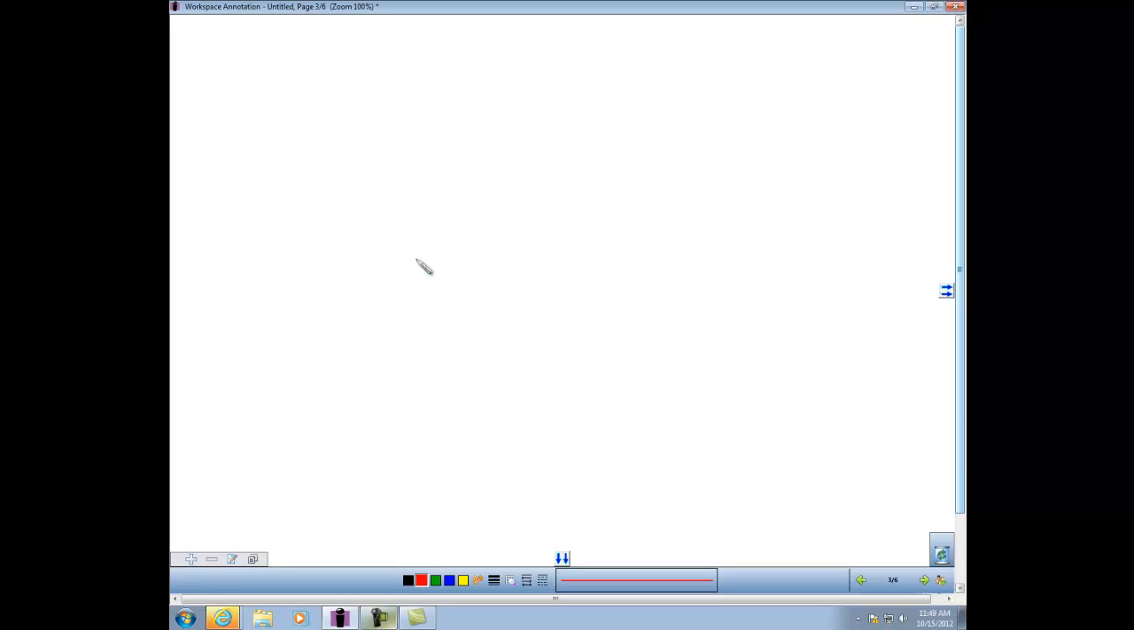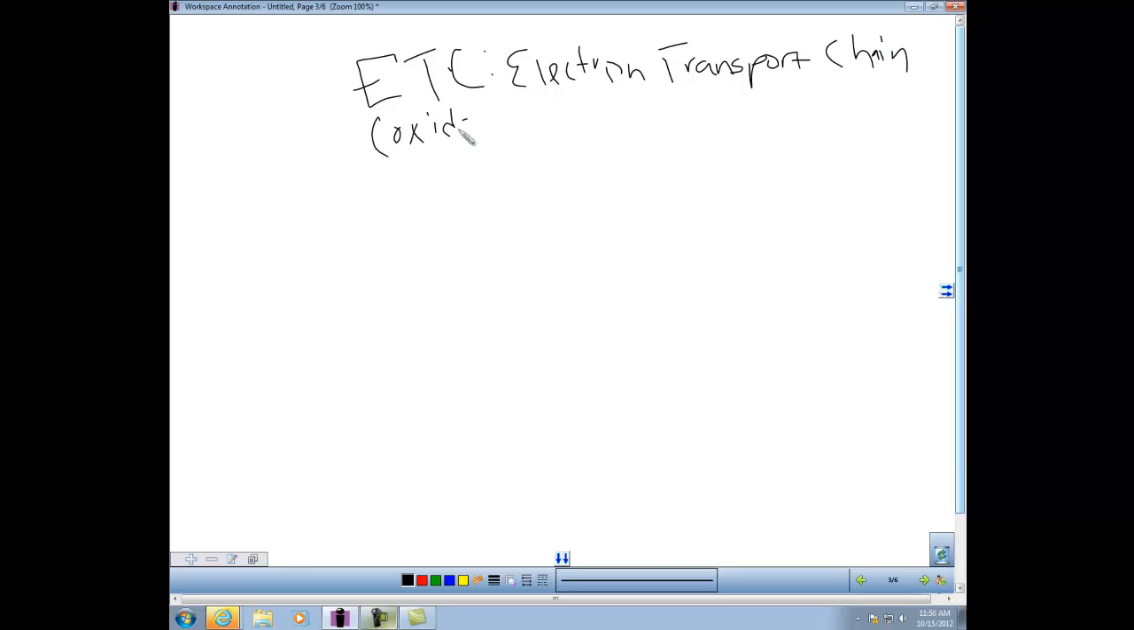Then of course we've got our electron transport chain. I'll write it out for you guys. Electron transport chain. And the other fancy word for this is oxidative phosphorylation.